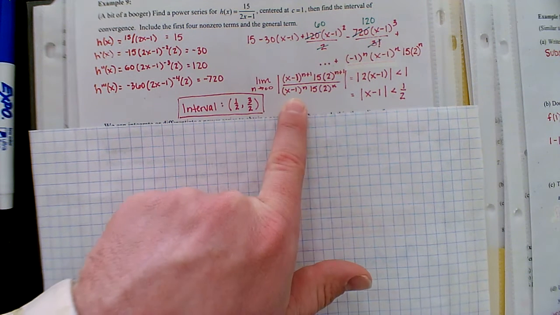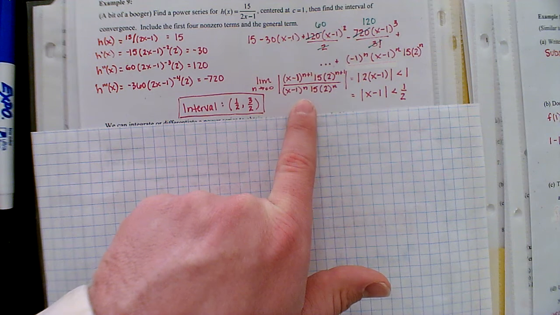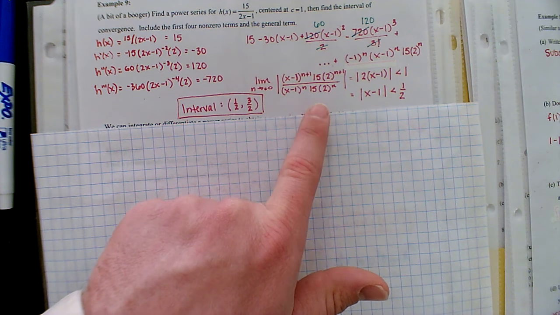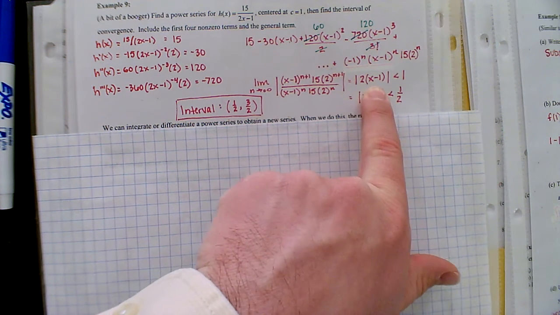And again, now you can reduce these fractions. We have x minus 1 to the n plus 1 over x minus 1 to the n, and then 15 times 2 to the n plus 1 over 15 times 2 to the n. So after reducing that, your 15s are going to go away. You're going to be left with a 2 on the top. And you're going to be left with an x minus 1 on the top. So 2 times x minus 1.